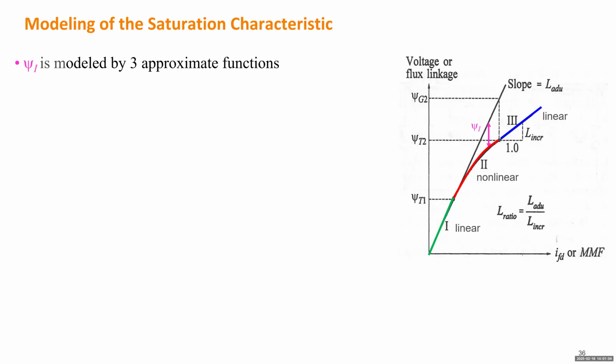This is one type of model. To model this curve, split it into three mathematical functions, using one equation for each section. For example, this is the open circuit characteristic. I assume the curve can be split into the green part, red part, and blue part. The green part is a purely linear curve without any saturation.